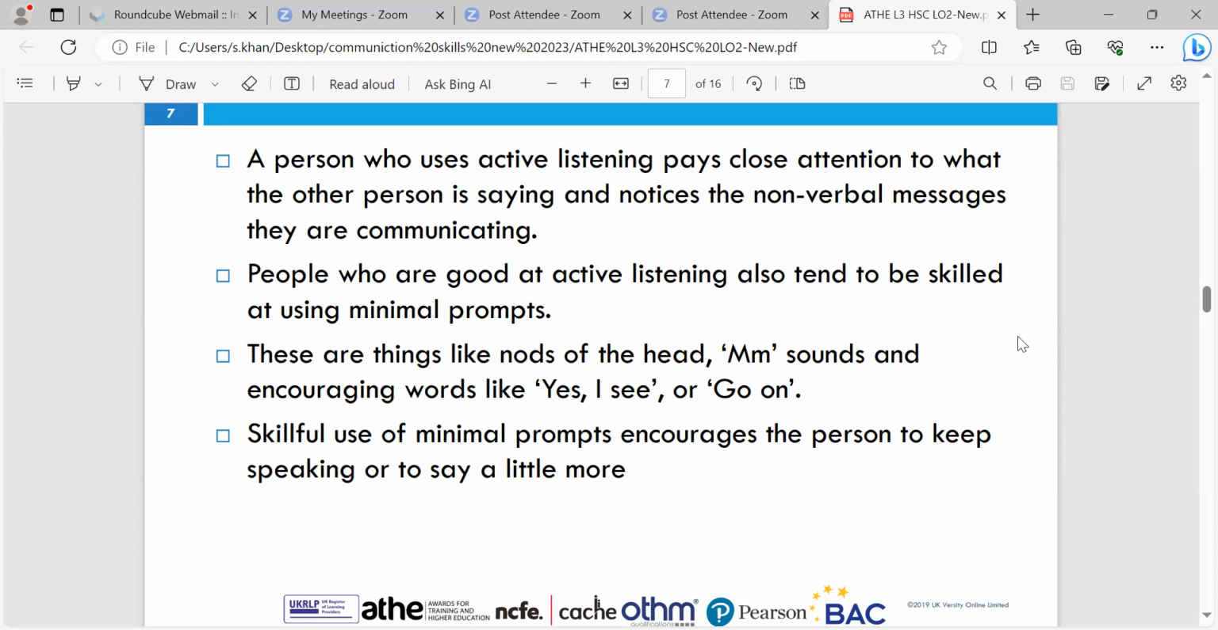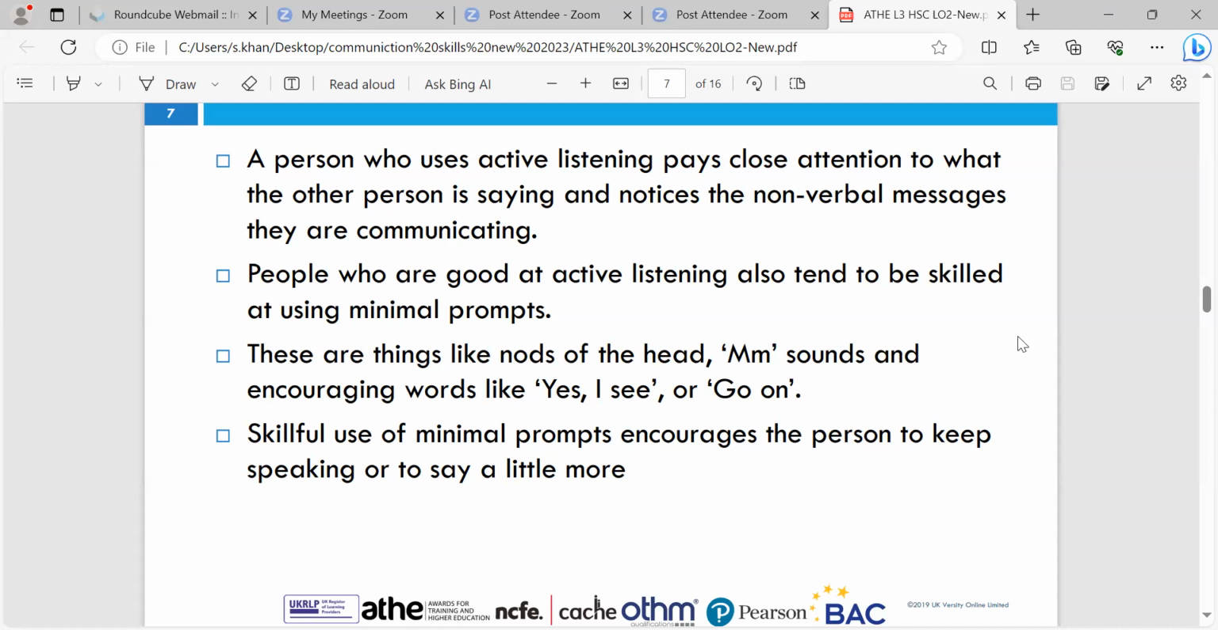We listen to obtain information, we listen to understand, we listen for enjoyment, we listen to learn. Given all the listening that we do, you would think that we'd be good at it. In fact, most of us are not, and research suggests that we only remember between 25% and 50% of what we hear.